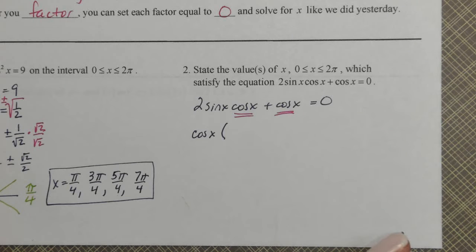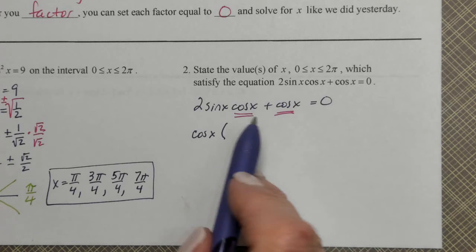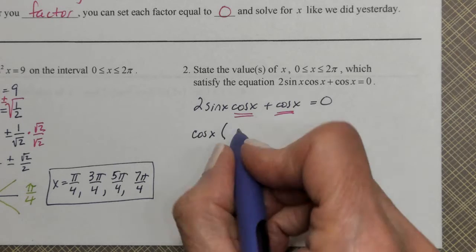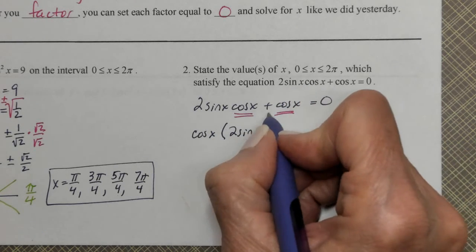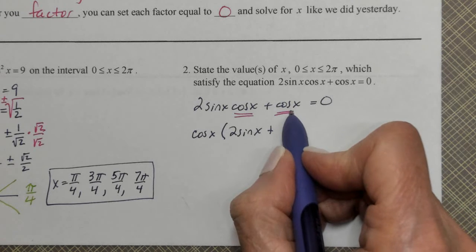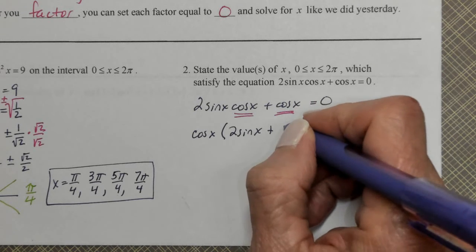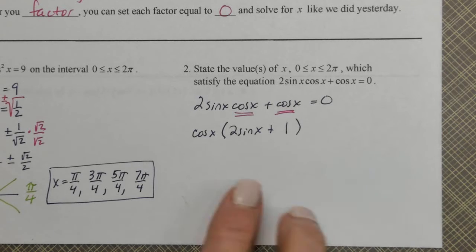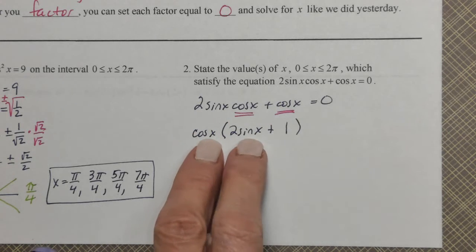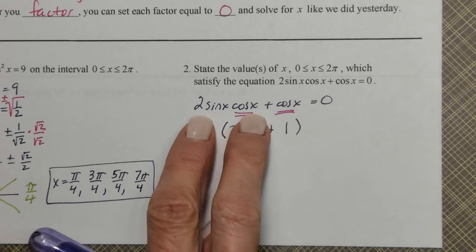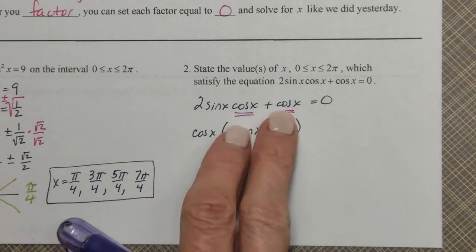just like you factored out any other GCF. So from the first term, I have 2 sine x left, plus, from this term, I don't have anything left except for a 1. Keep in mind that if you multiply back, you should get back what you started with. Cosine times 2 sine x, cosine times 1. Okay?